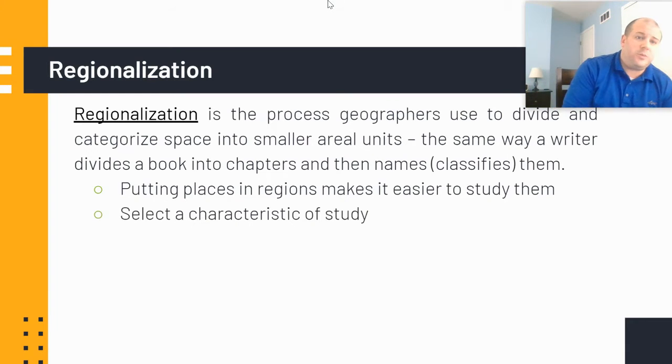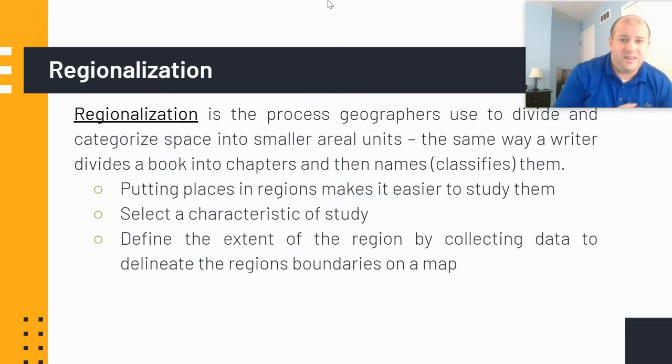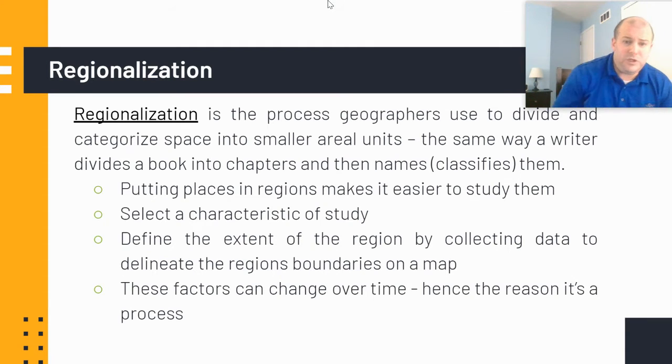So the process itself involves first a geographer selecting some characteristic to study. Next, the geographer is going to collect data on that characteristic and then map the spatial extent of that characteristic, thereby creating a region. Please realize that regionalization is an ongoing process, and as the characteristics of study change, the borders of regions will change.